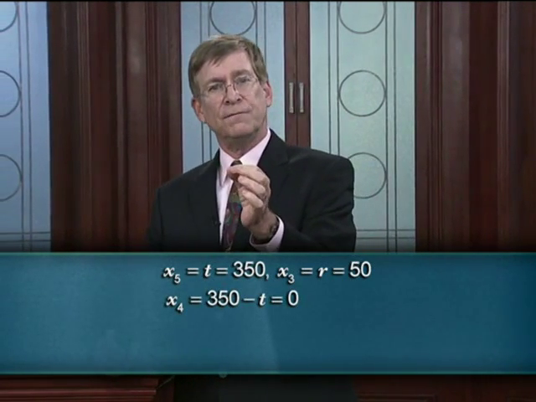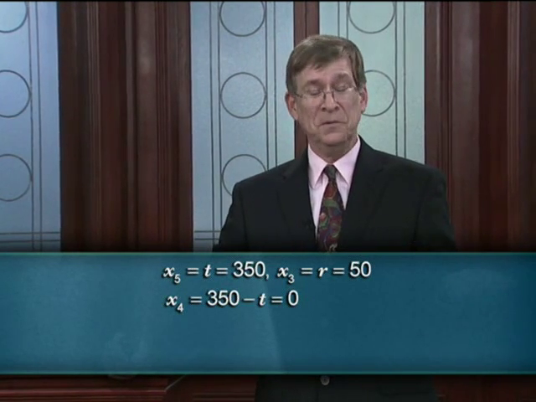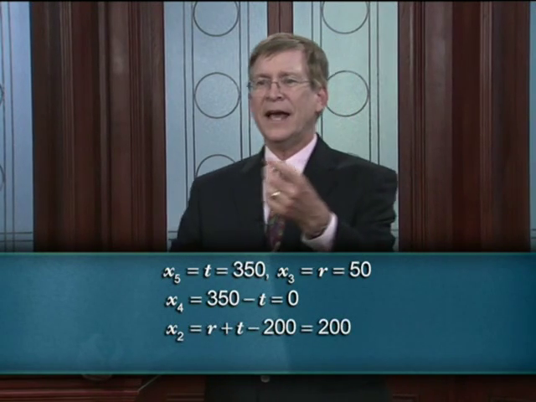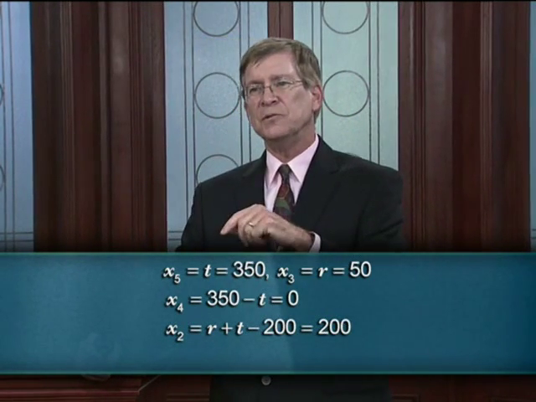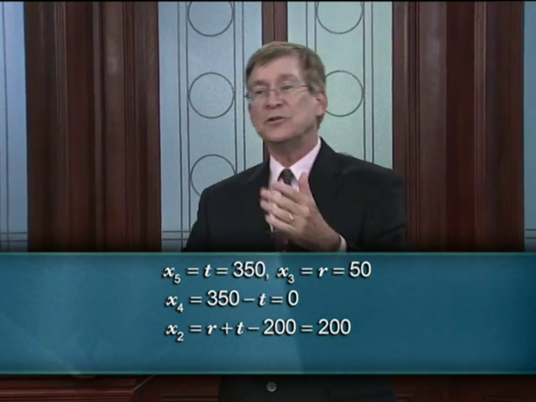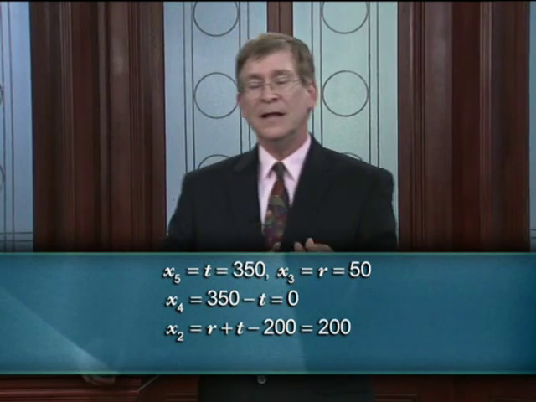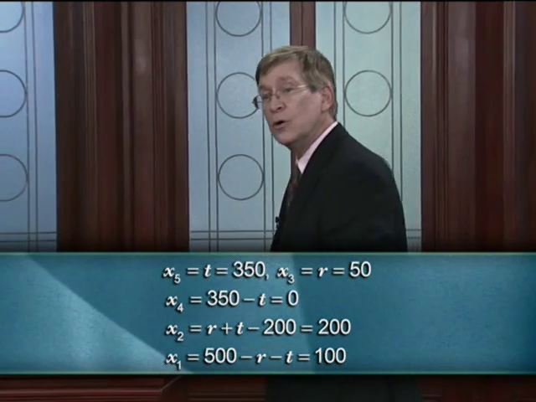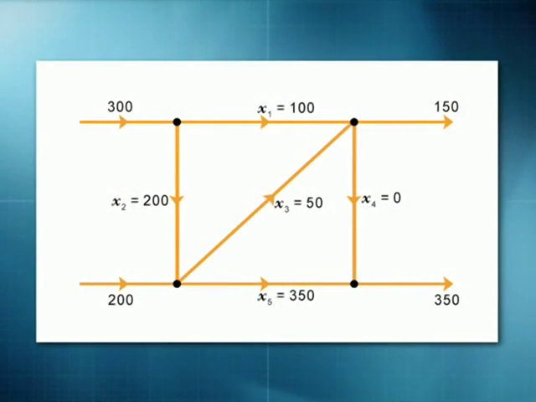x4 will be 350 minus t, or 0. Wow, that road has no traffic now under this scenario. x2 is r plus t minus 200. That's 350 plus 50 minus 200. 400 minus 200 is 200 cars. And then x1 is 500 minus r minus t. That comes out to be 100. Here's the resulting model of the traffic flow given those further restrictions that x3 is 50 and x5 was 350.